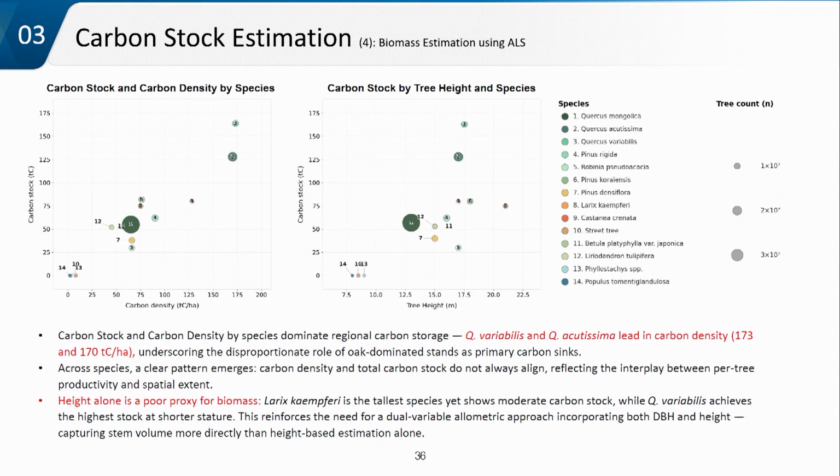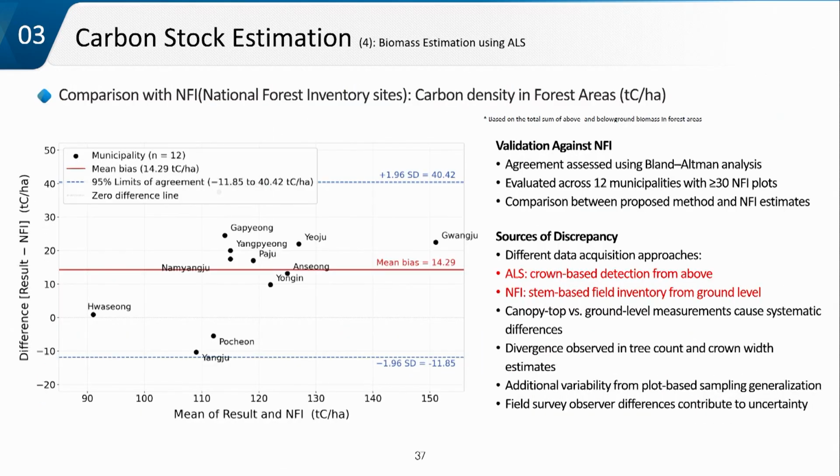Now we are exploring what is interesting in these results. Quercus and Pinus species were dominant in this region, but those are not always the tallest trees. Many species and local-based approaches will be possible, like this. We also compared our result with the NFI, National Forest Inventory results. Overall agreement is acceptable, I think.